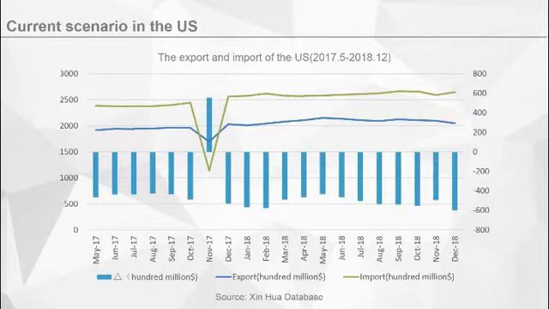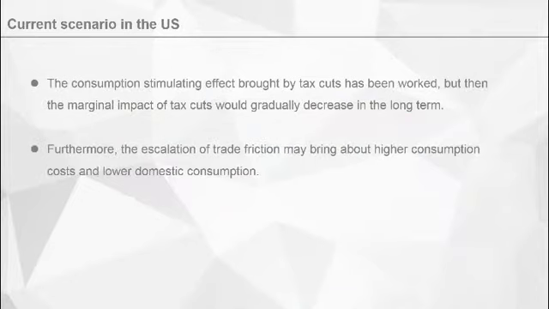Alright, this chart is about the export and the import of the US. We know that Trump, last year, declared a trade war on China, Canada, Japan, and other trading partners to reduce the US export and import deficit. From my own perspective, I think it is more negative for the long-term economic growth.